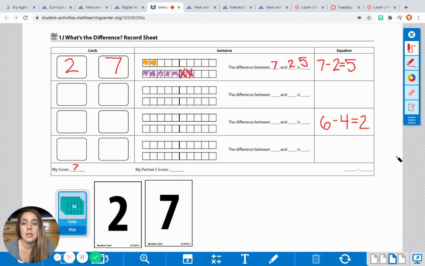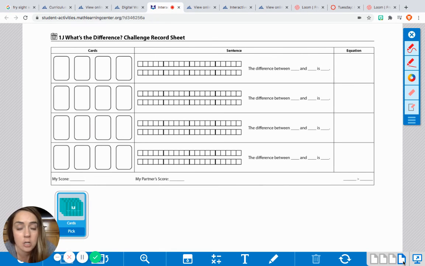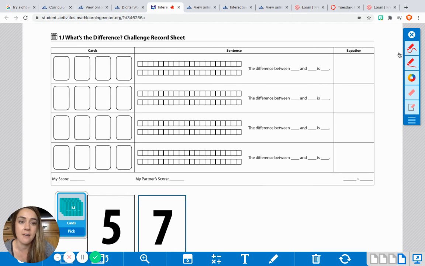All right, now I'm going to show you really quick how I really would like you to do it, because you're second graders and we should be dealing with a little bit bigger numbers than just 2 and 1. So in this version, you have to add 2 cards together and then find the difference. So for example, you will draw a total of 4 cards: 5 and 7.